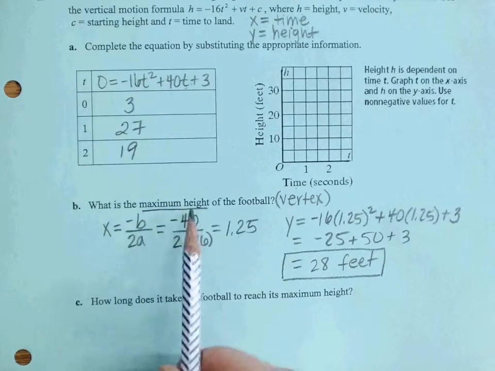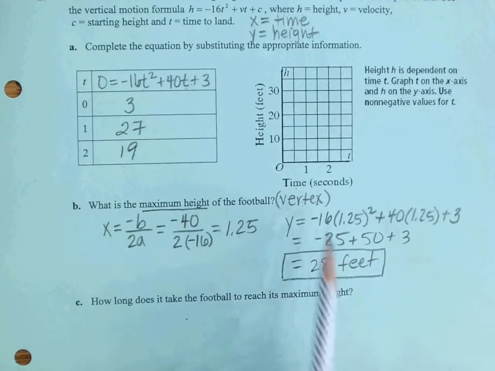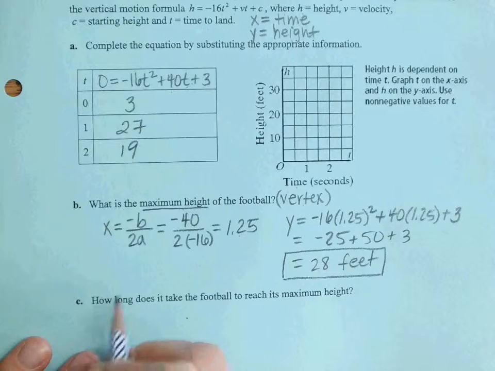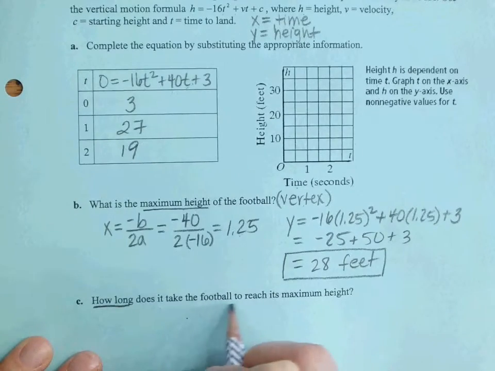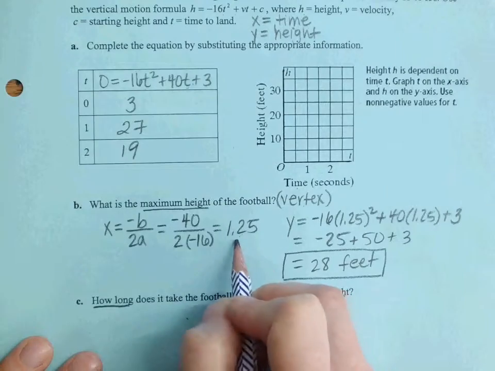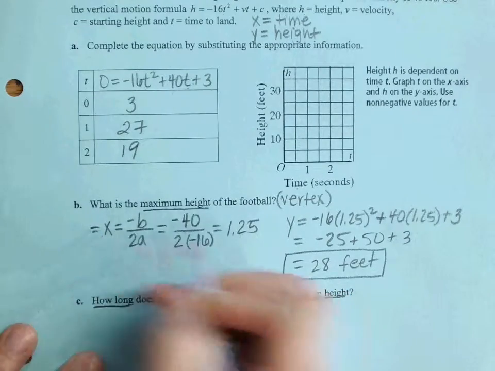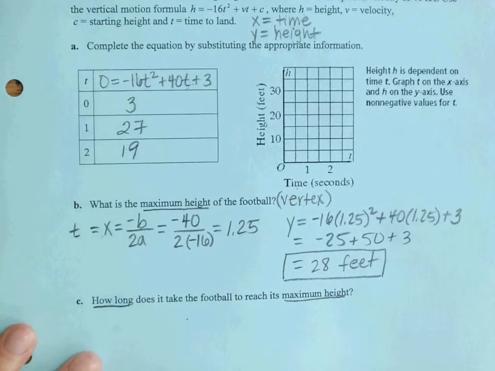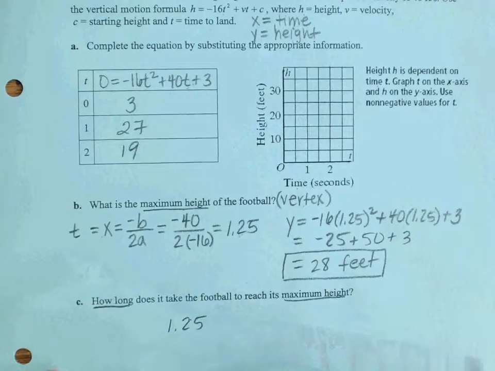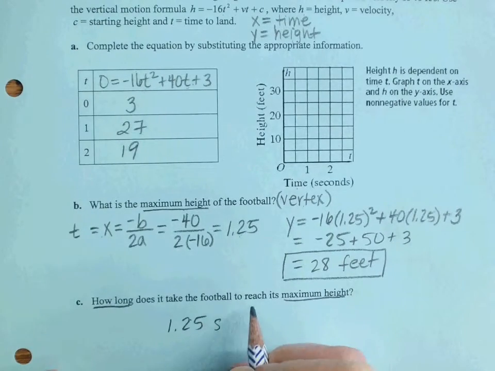I now realize I forgot to plot the points on the graph, but we'll do that here at the end because we're going to add this vertex into the graph as well. We'll finish B and C and then we can backtrack. Part C says, how long does it take the football to reach its maximum height? If you remember, x corresponds to our time, t as in time. So my answer here is going to be 1 and 2500ths seconds.